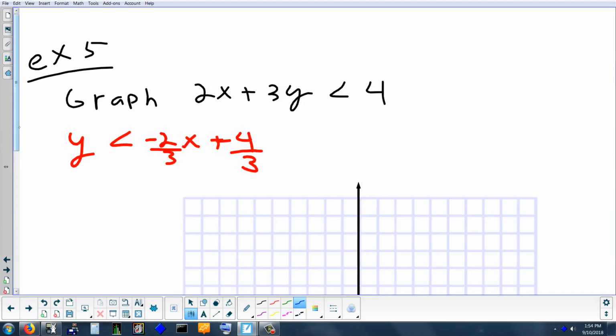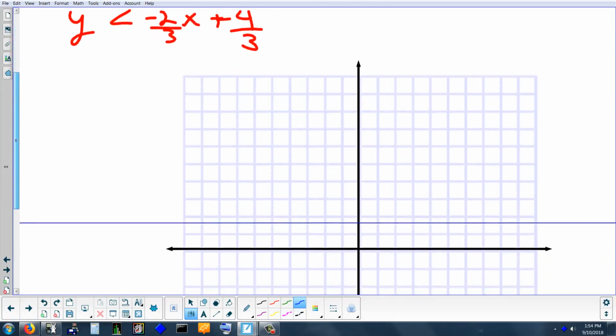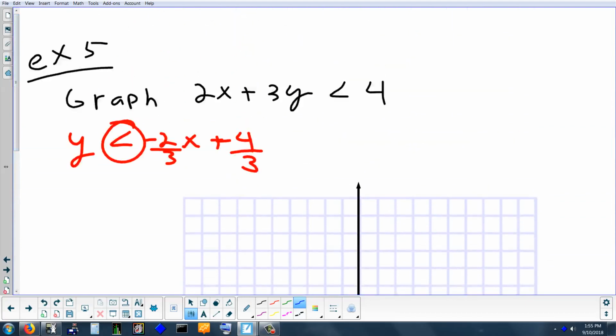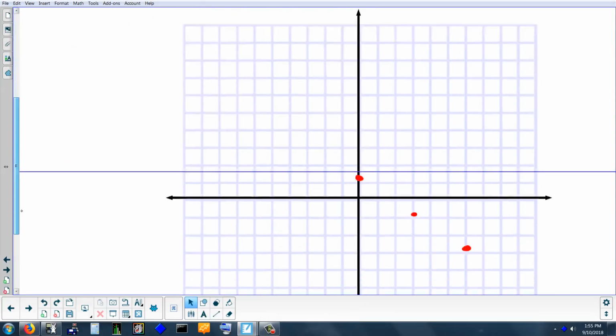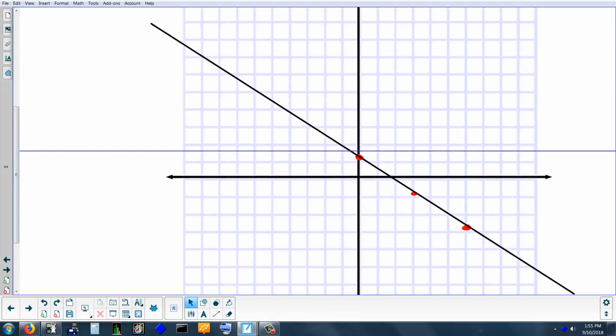Kind of a messy problem to graph, but that's the way it goes. So my y-intercept is 4/3. 4/3 is about 1.3. And then I need to go down 2, right 3. Down 2, right 3. And do it one more time. Down 2, right 3. Now, we're going to make a line there. In this particular problem, it would be dotted. So put in a dotted line. And that's okay, I can fix that.